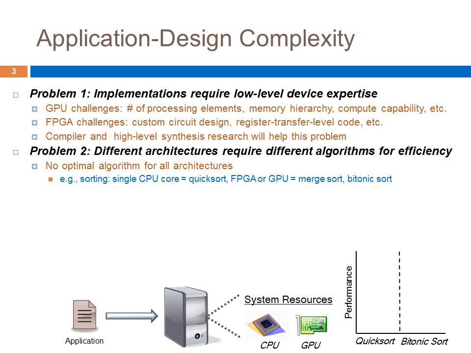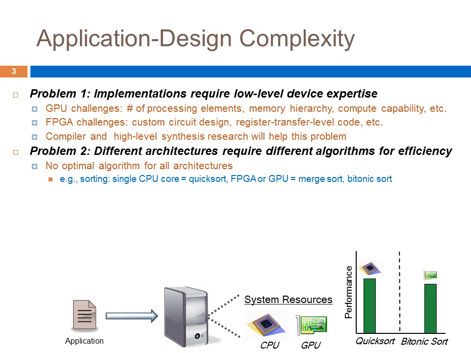And that problem is that different architectures require significantly different algorithms for executing efficiently. So in other words, there's no optimal algorithm for all architectures, for all numbers of resources, for all types of resources. Just to give you a simple example, let's consider a simple application that's doing sorting. So if we were to run this on just a single microprocessor, we would likely want to use something like a quicksort algorithm, which would give us good performance. Now, if we were targeting an FPGA or a GPU, we would likely use something like a bitonic sort to get the best performance.